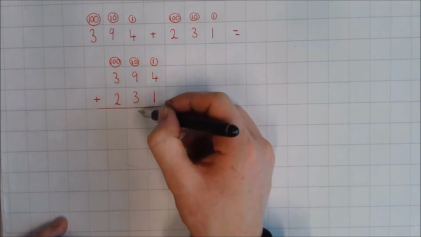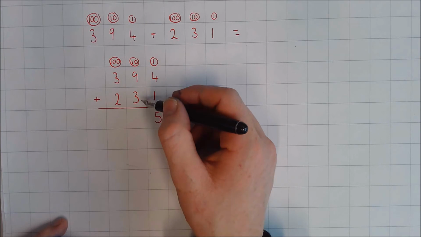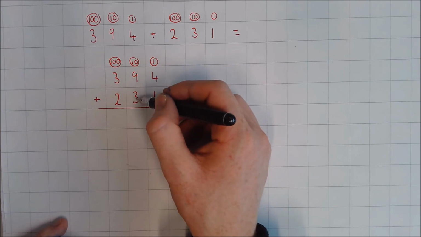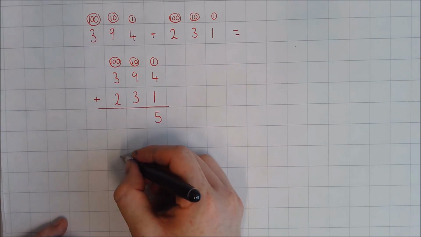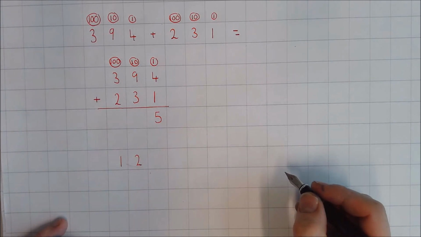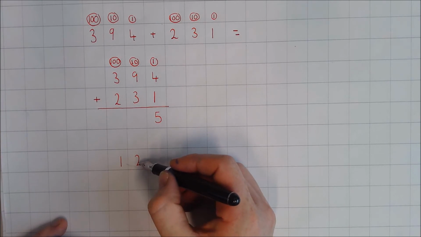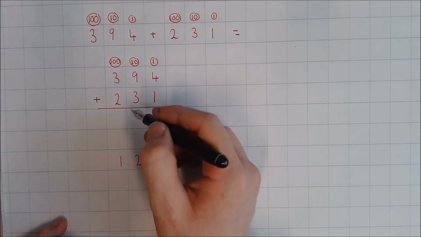Now, the biggest digit we can have in any column is, that's right, it's 9. So 9 and 3 is 12. Now 12 looks like this. Hopefully you'll recognise 12. So we can keep the 2. The 2 will fit in our tens column.